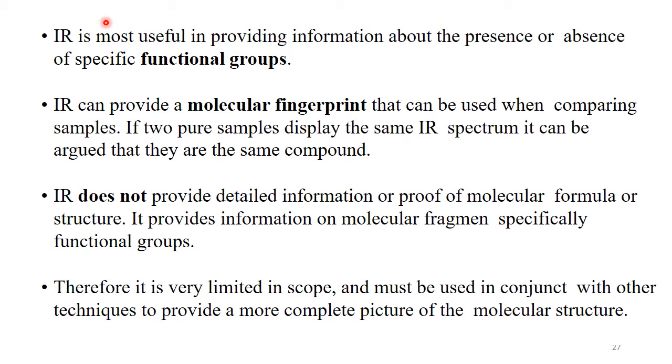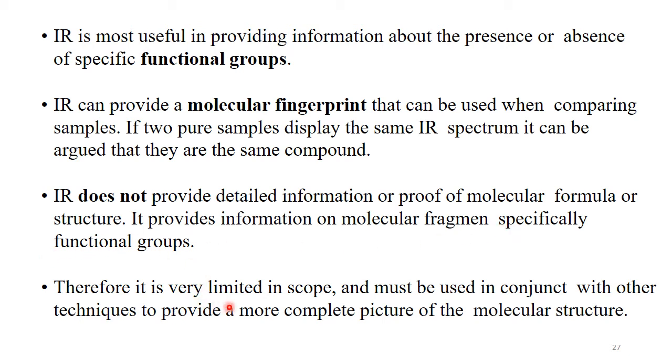IR is most useful in providing information about the presence or absence of specific functional groups. IR can provide a molecular fingerprint that can be used when comparing samples. If two pure samples display the same IR spectrum, it can be argued that they are the same compound. IR does not provide detailed information or proof of molecular formula or structure. It provides information on molecular fragments, specifically functional groups.